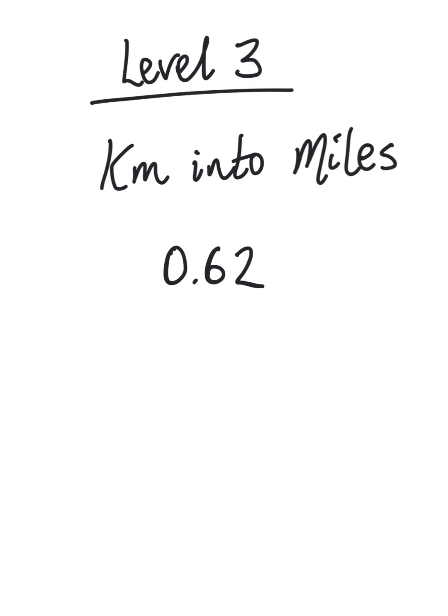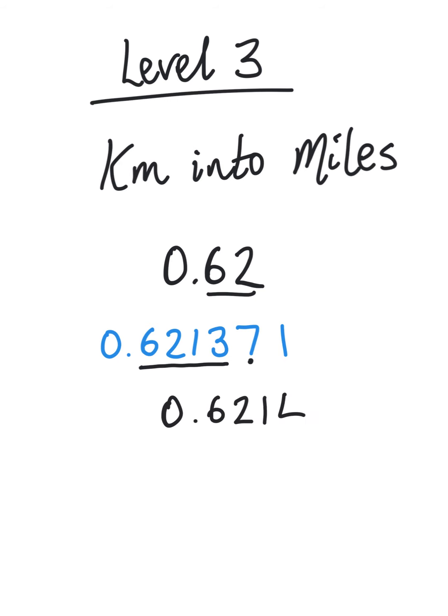The actual number to a few more decimal places is 0.621371. Alright? So what we're going to try and do is, instead of to 2 decimal places, let's go to 4 decimal places. So let's get really, really accurate. And because this is a 7, we're going to round the 3 up to a 4. So let's go 0.6214. That's the number we're going to use.